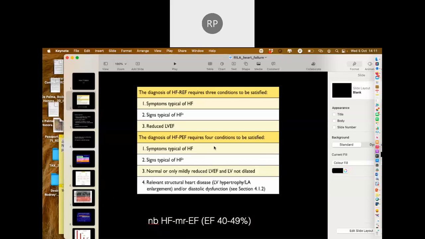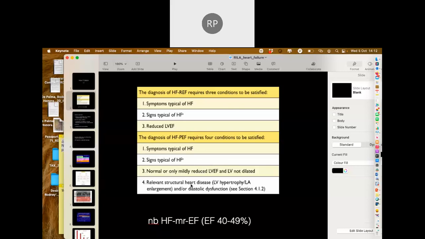But in terms of the exam, there'll only be two categories. It'll be HFrEF or HFpEF, and anything below 50% ejection fraction will be considered to be HFrEF. Now, there are additional imaging signs that can sometimes help you, particularly with the category of heart failure and preserved ejection fraction.